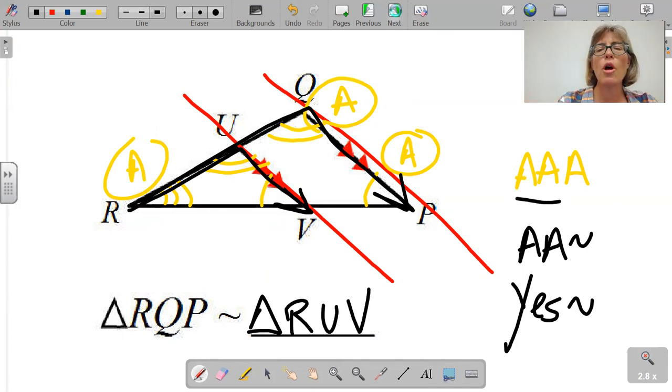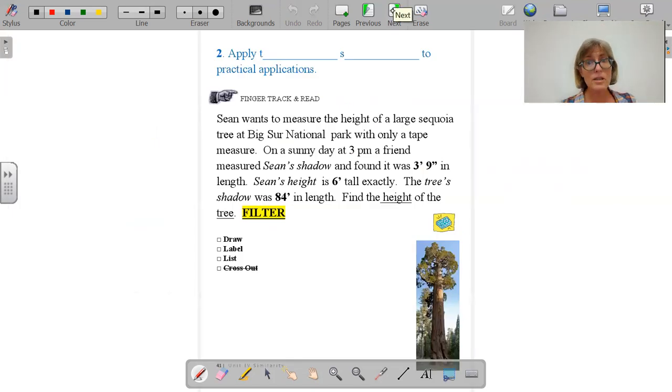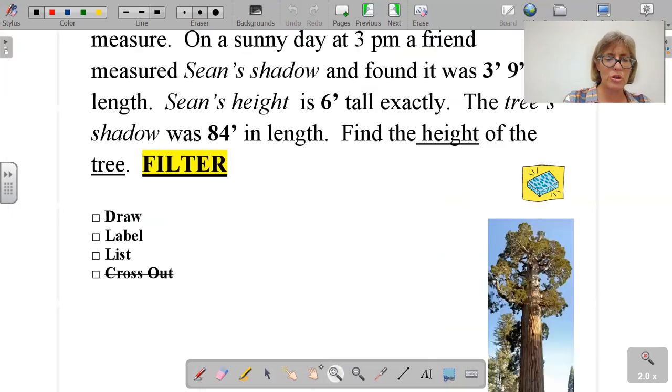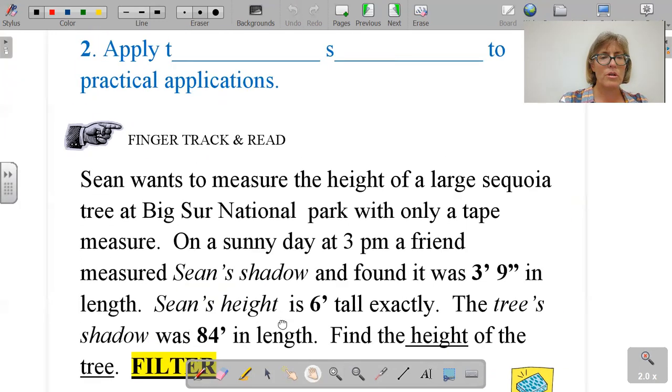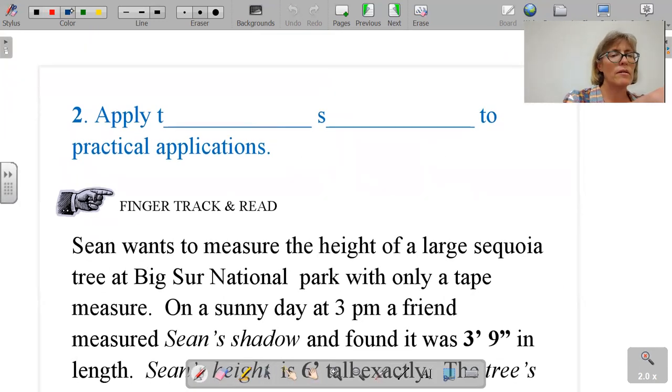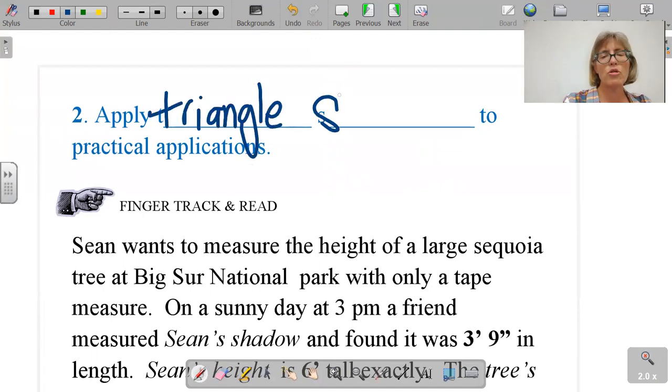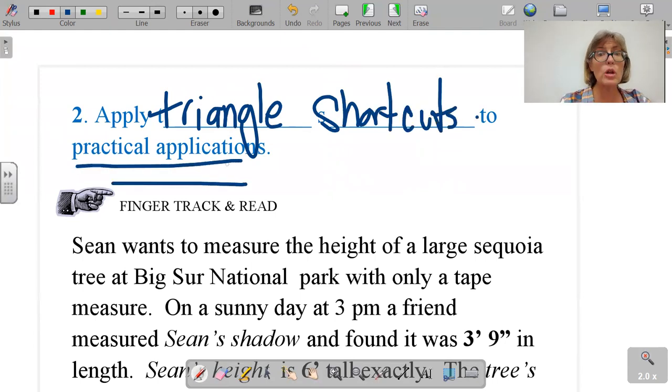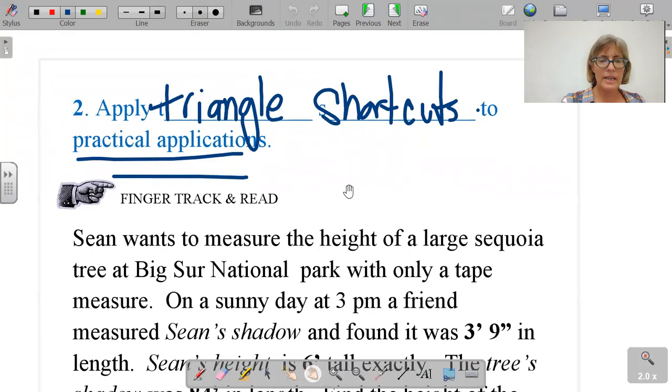You must be familiar with all three shortcuts because now you are going to apply triangle shortcuts to practical applications. You're going to apply triangle shortcuts to practical applications. All right, let's take a look here. You have 2 pages. So first we're simply going to read and attempt to draw.